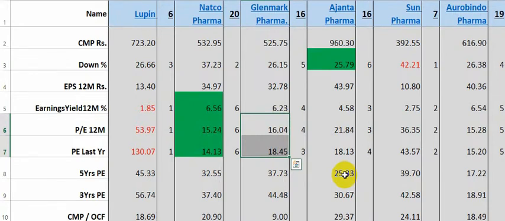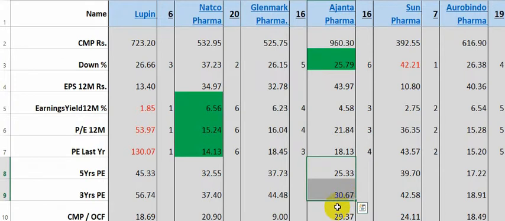For Ajanta, the price earning multiple again was about 25 times for both 5 and 3 years, and the recent price earning multiple, although high, is compared to last year's 18 times. So this is within the range but at a higher level.